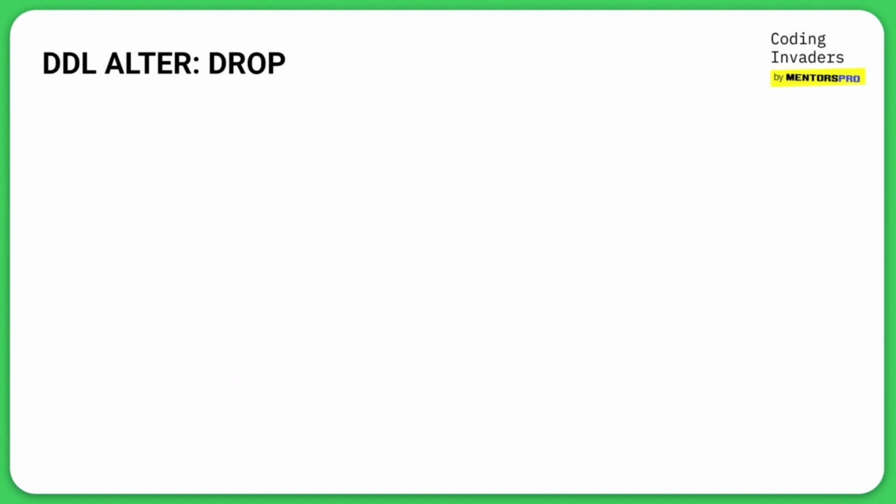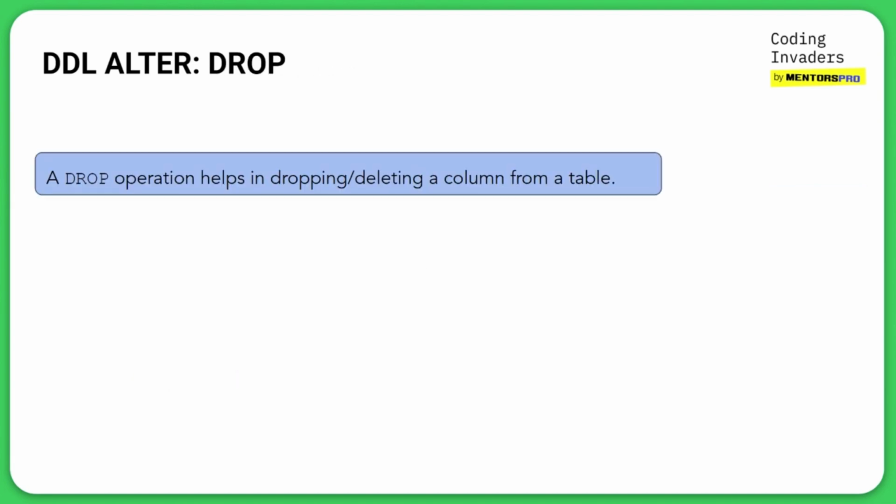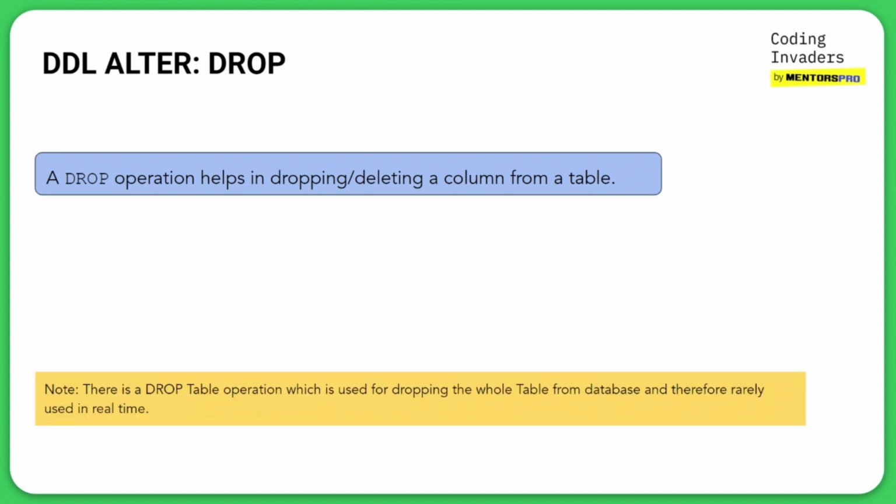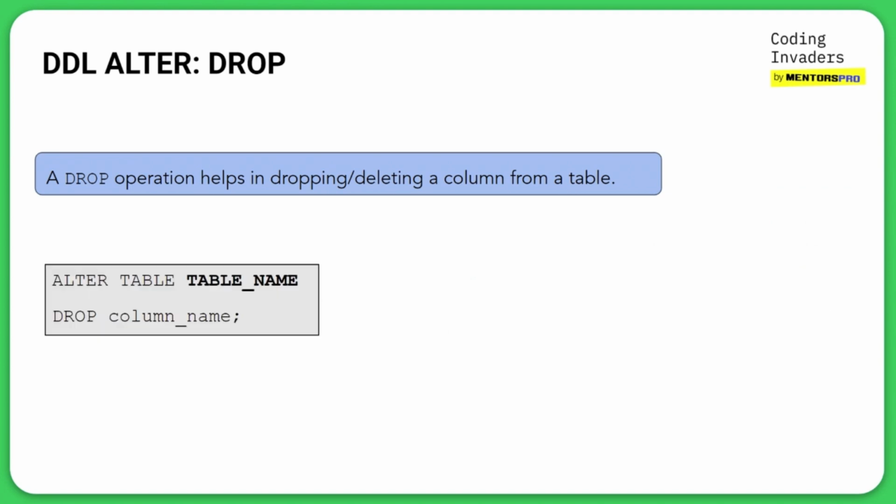Now let's see what the drop operation does. A drop operation helps in dropping or deleting a column from a table. Drop operation isn't allowed in some databases as this operation is mostly used for deleting a column. We can also delete the entire table, but it's a very rare case. Here is the syntax to drop a column. The syntax looks the same as the add operation.